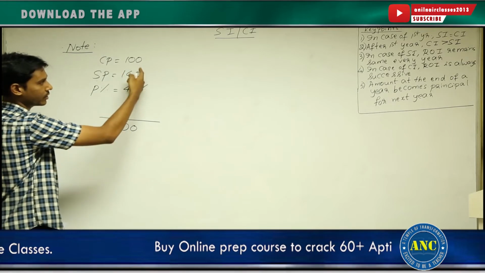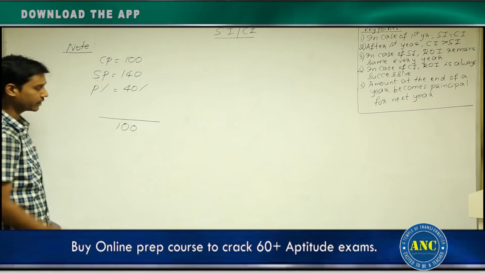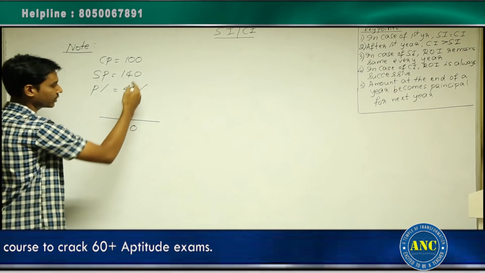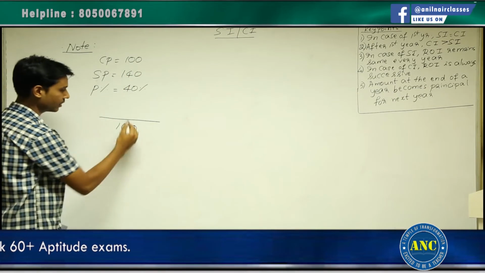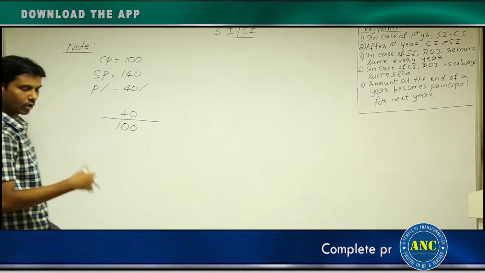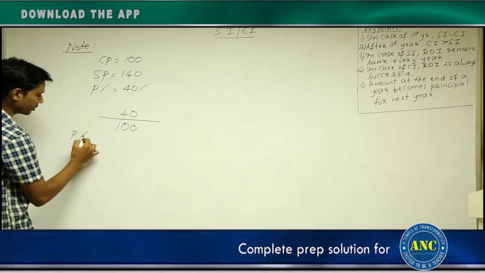Okay? 100 is becoming 140. There is an increase here, therefore it is called profit percentage. There is an increase of 40 rupees. That will be your numerator. What is 40 by 100? 40 percentage. Your profit percentage formula also is like this only.